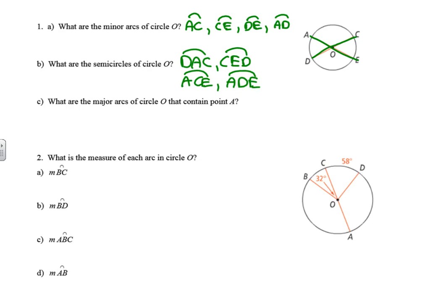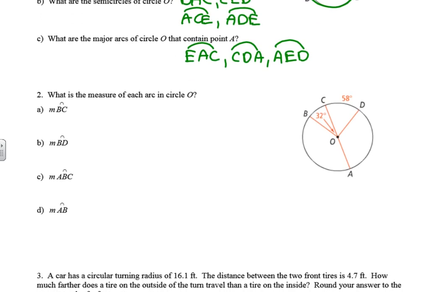Okay, so what are the major arcs that contain point A? Now a major arc has to be bigger than a semicircle. So we could do, like, if we started at EAC, that would be a major arc. We could do CDA, start at C, come around, go through D up to A. What else? We could do AED. All right, start at A, go through E, end at D. So we got a bunch. There might be more, but I think you get the idea of what the major arcs are.